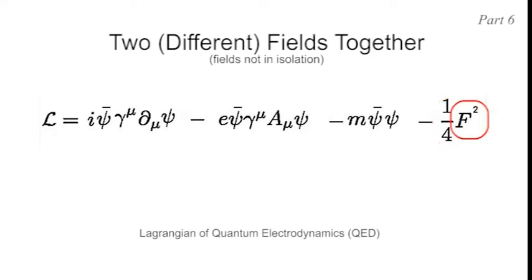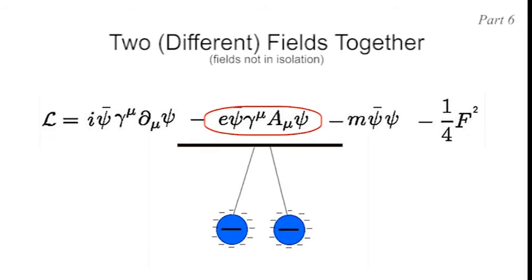Remember, this F squared is really a funny mixture of derivatives squared, or subtractions of derivatives squared, of the electromagnetic vector potential A. But there's something extra here, an extra term, which must be some kind of interaction energy between the electron field psi and the photon field A. Something like this has got to be present in the Lagrangian of these two fields together, because we know that electrons are electrically charged and they therefore interact with the electromagnetic field. They repel one another and exchange virtual photons.